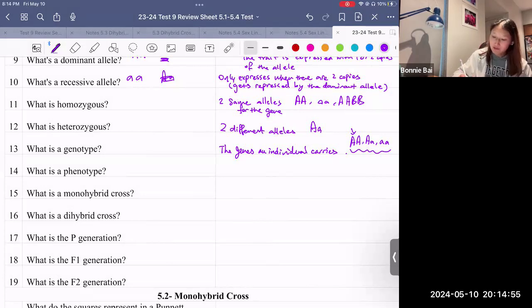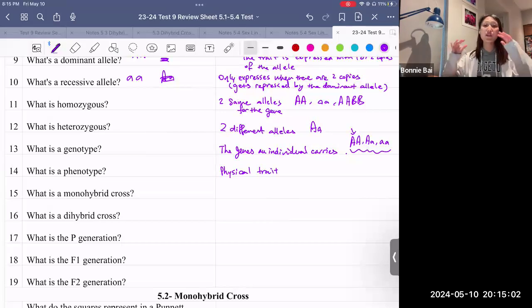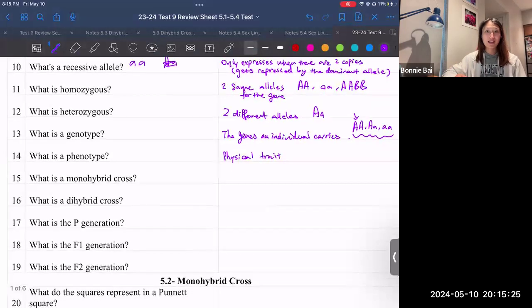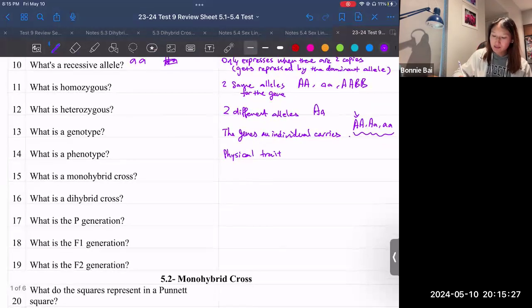All right, next one. Phenotype is the physical trait, obviously. That's what you actually see, right? When I look at you, I don't see your big A, little a. I can look at you and take a guess. If you have the recessive outward physical trait, then I can say, oh, you're probably little a. But what I actually see is the phenotype, the actual physical trait, your eye color itself, not the DNA.